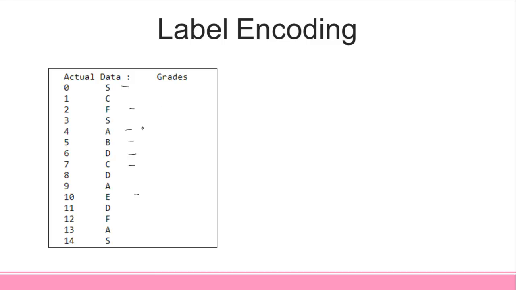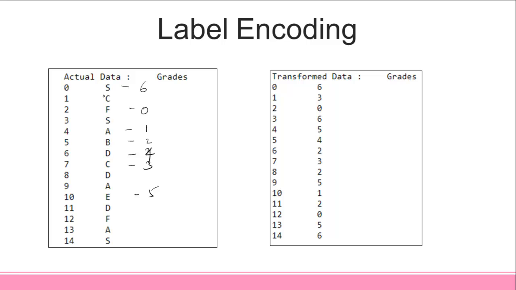Okay, so totally we have 7 grades. Yes, I am going to award 6 marks, let's say. F, I am going to award 0 marks. A is for 1, 2, 3, 4, 5, and then 6 marks, right? So after label encoding, all the S gets mapped down to 6. What is 10? 10E. E gets mapped down to 1 because I have encoded like that.